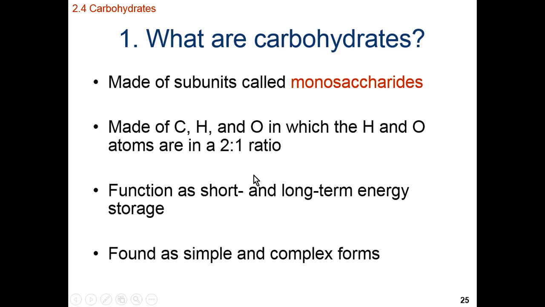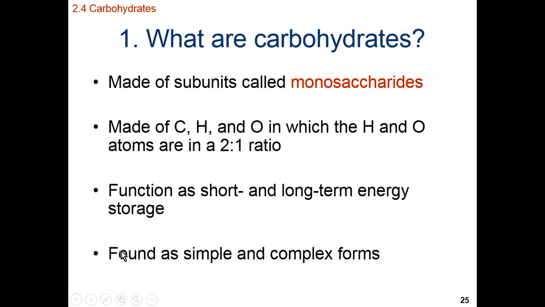We can use carbs for short-term energy use and for long-term, or I would really say medium-term energy storage. For long-term energy storage, we typically are going to focus on lipids. So think of body fat for long-term energy storage. But we can use carbs for short-term, think of glucose and blood sugar, or medium-term energy storage. In that case, that would be glycogen in our livers.